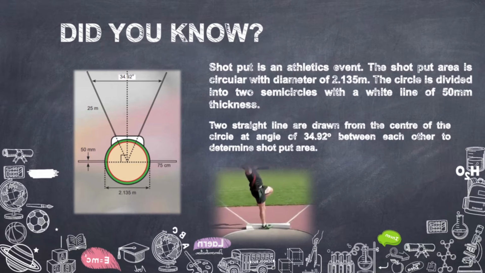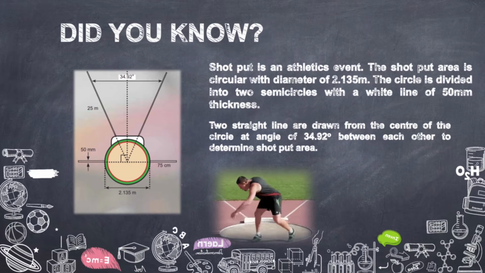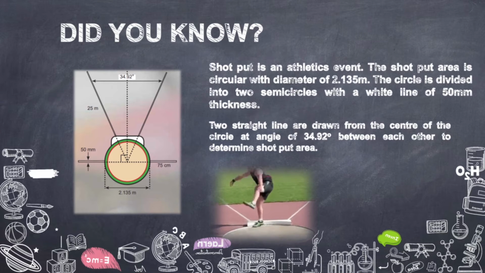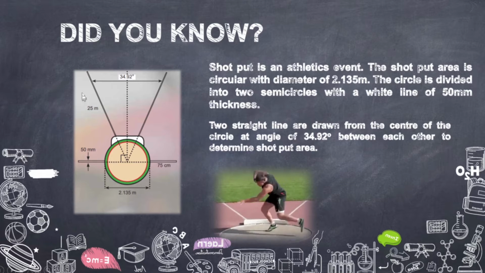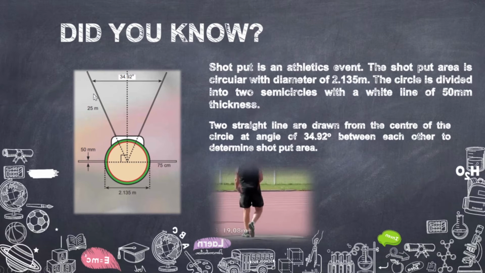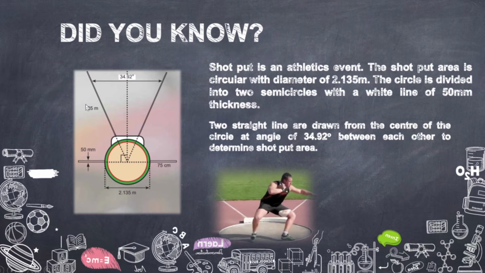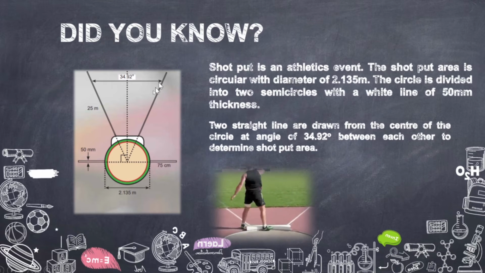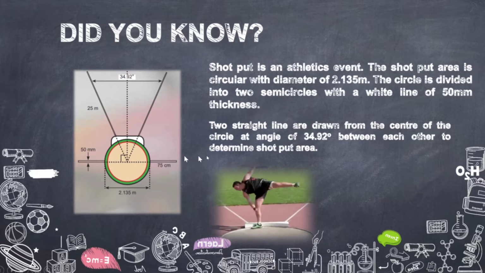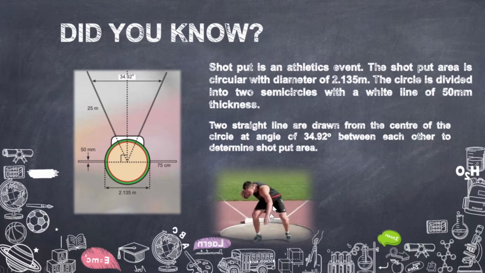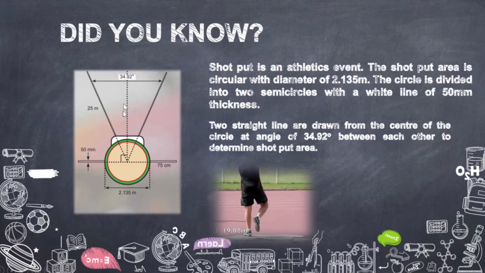And as you can see from the image also, there are two straight lines drawn from the center of the circle at an angle of 34.92 degrees between each other to determine the shot put area. Therefore, the athlete has to throw the shot put within this area to gain points.